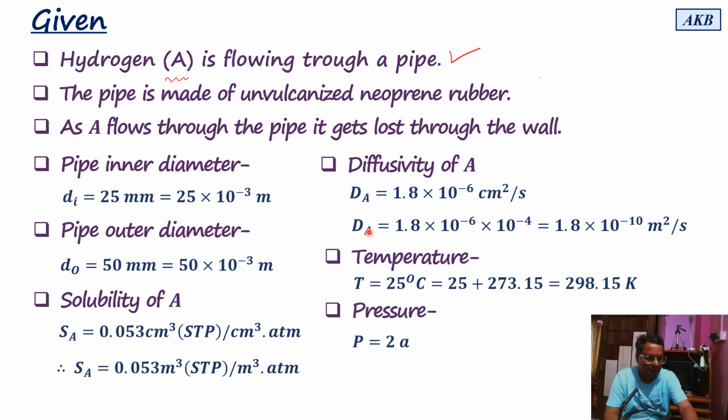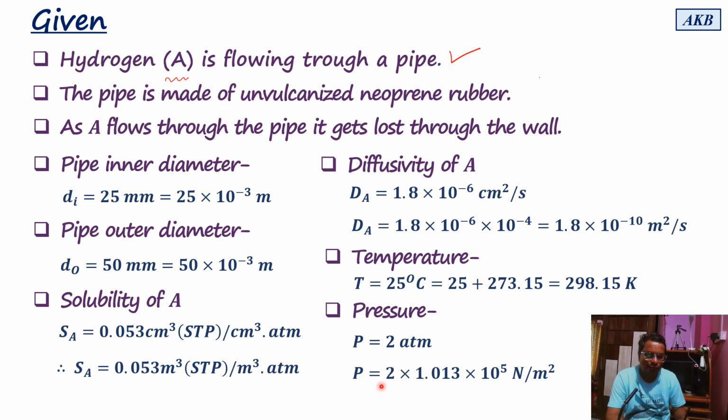Pressure is given. Pressure is 2 atmosphere. You can convert it to Newton per meter square. For that, we'll have to multiply it with 1.013 into 10 to the power 5 Newton per meter square, because 1 atmosphere is equal to 1.013 into 10 to the power 5 Newton per meter square.